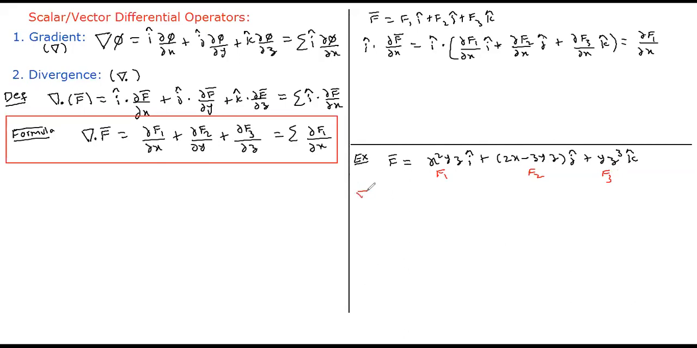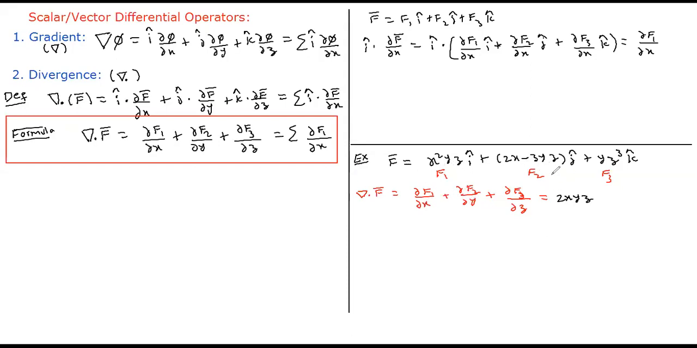What will be del dot f bar? Dou f1 by dou x plus dou f2 by dou y plus dou f3 by dou z. Right. So what is the first component derivative with respect to x? F1 derivative with respect to x is 2xyz.